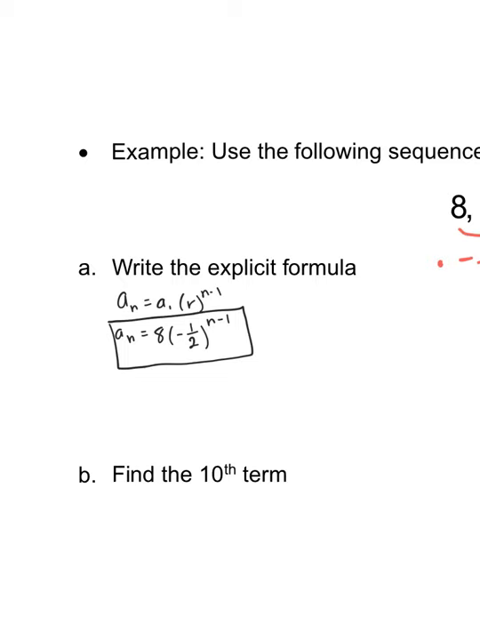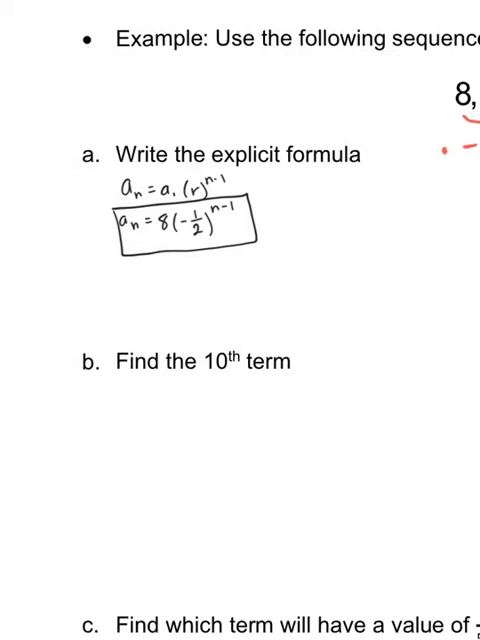Do not multiply the 8 and the -1/2. You can't multiply them together because the -1/2 has that n minus 1 exponent. The n minus 1 exponent only belongs to the -1/2. It is not belonging to the 8. So you're just going to leave your formula like that.